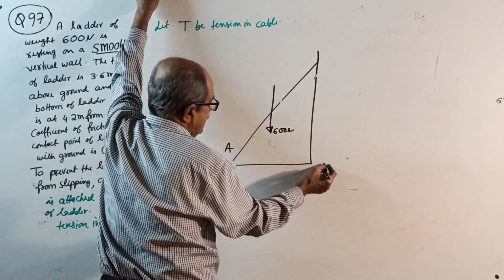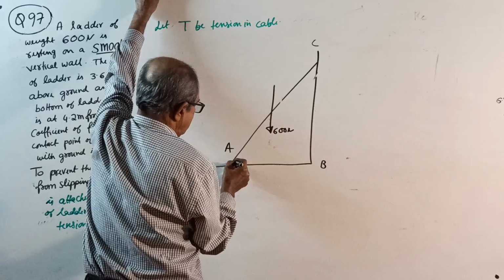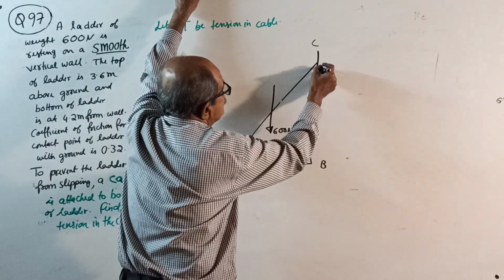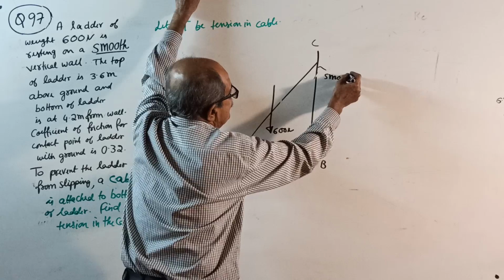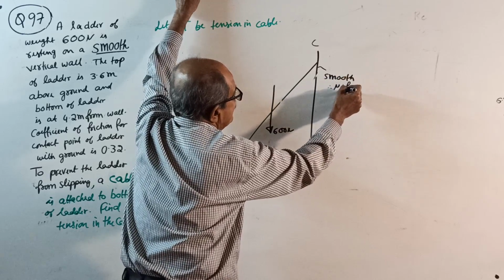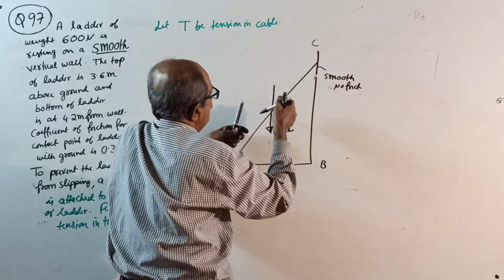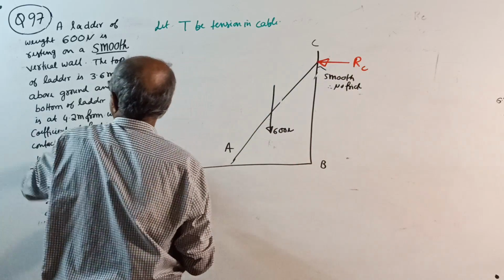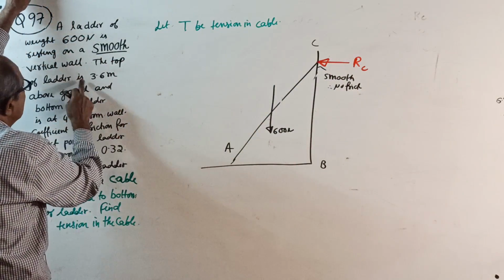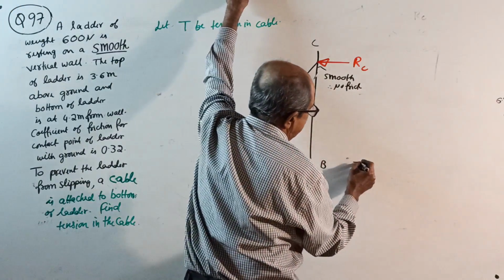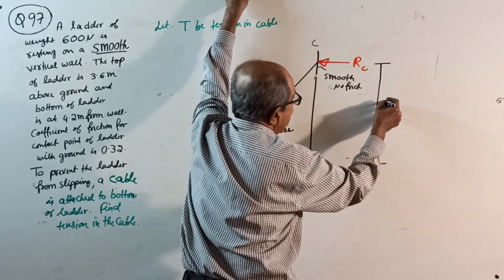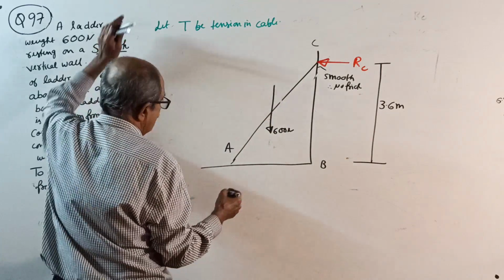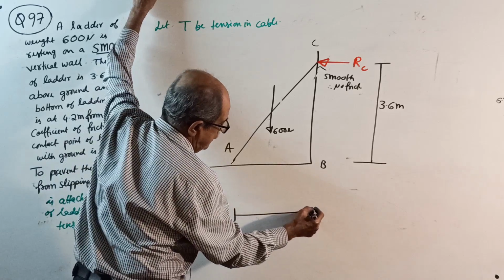I will take this as A, this is B, this is C. And remember, it is resting on a smooth vertical wall. Therefore, this wall is smooth. Remember, therefore right here, no friction. No friction here, only normal reaction. Okay. Make a note. And the top of the ladder is 3.6 meter above ground. See, the top of the ladder is 3.6 meter above ground. And the bottom of the ladder is at 4.2 meter from the wall. See, this is 4.2 meter.